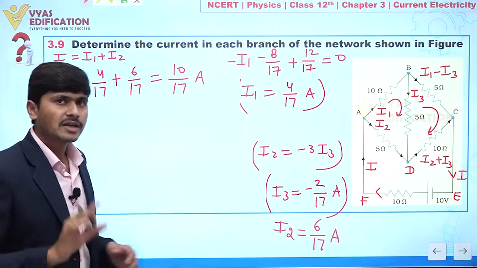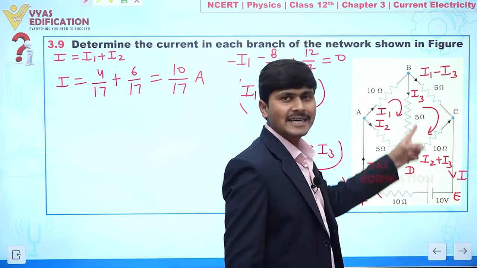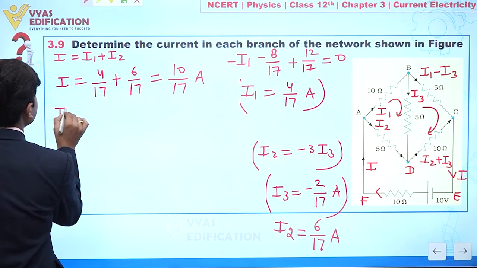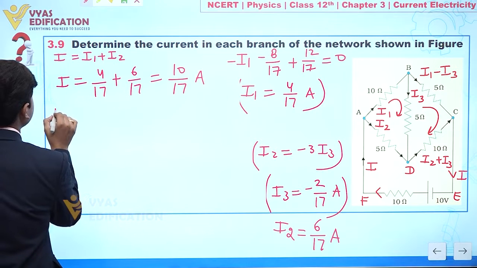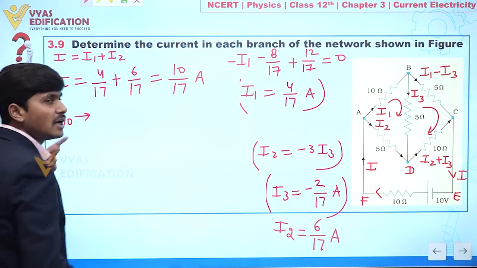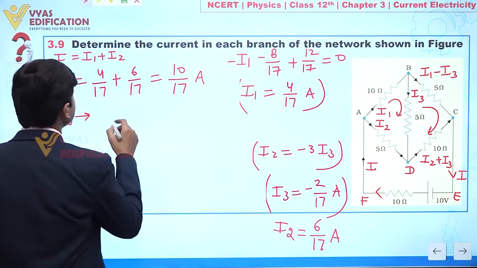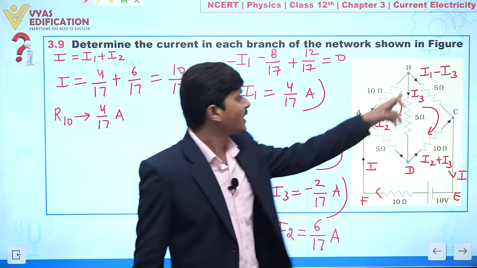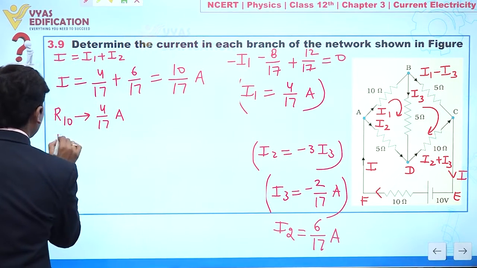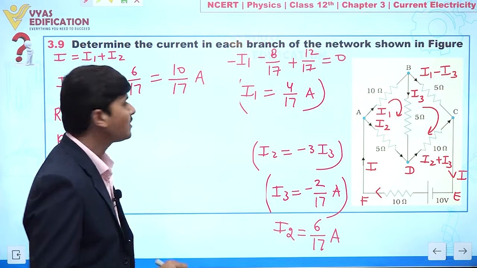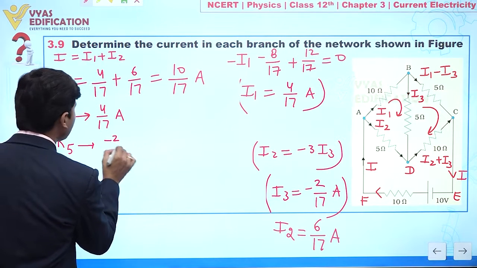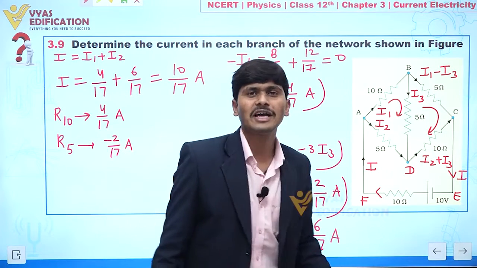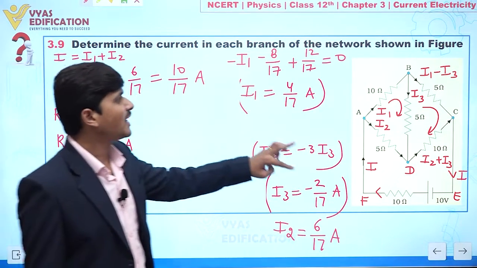Now listen carefully. I1 value we know, I3 clear. So the current in the 10 ohm resistor, I am writing here R10, is the value of I1, which is 4 by 17 ampere. Current in the 5 ohm resistor is I3, which is minus 2 by 17 ampere. What does this minus sign indicate? It indicates that the direction you have assumed is wrong. The actual direction is just opposite.